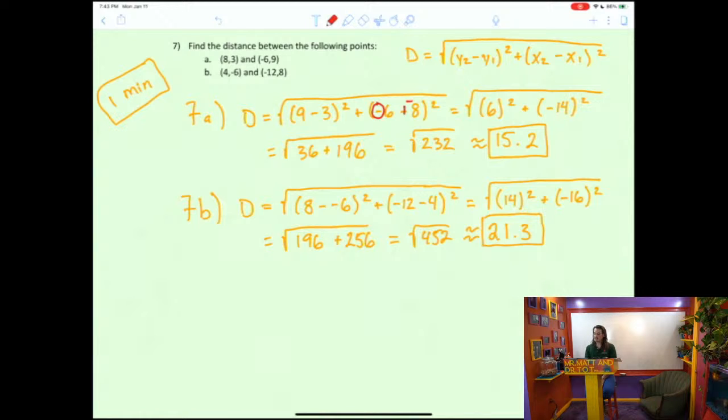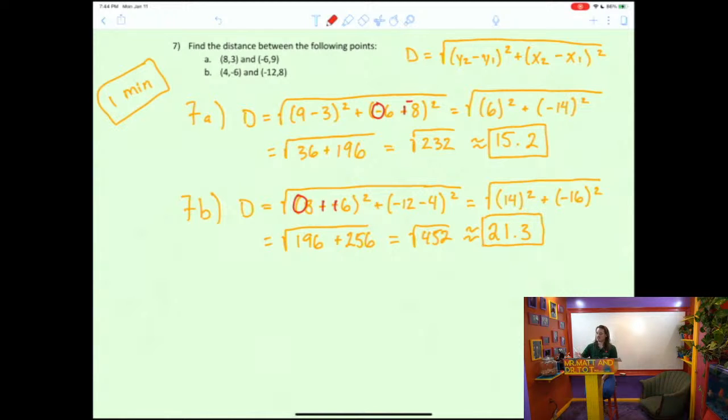And 7b, we're going to have 8 minus negative 6. So two negatives will make a positive next to each other. You could also leave change here. Leave the 8 alone, change the operation, change the sign of the second number. So notice that positive 8 minus a negative 6 is the same thing as positive 8 plus a positive 6. That's going to give you a positive 14.